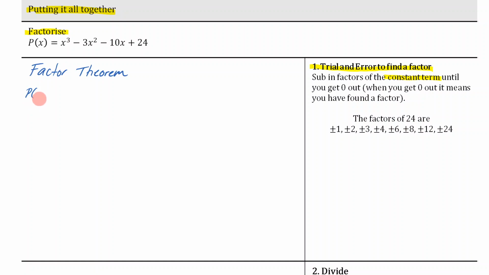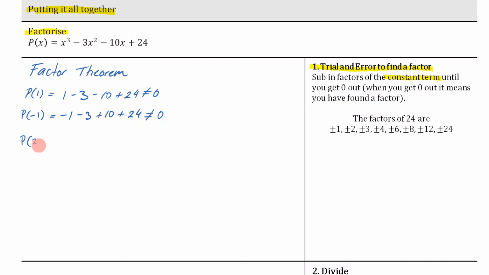So I'm going to start with p of 1. And if I was to do that, let's just do this really quickly, I would get 1 minus 3 minus 10 plus 24. And just by looking at this, I can quite clearly see that this is not going to be equal to 0. So let's just leave it. Let's go p of negative 1. Well, that's going to give me negative 1. Then it'll give me negative 3. And then it'll give me plus 10, then plus 24. And looking at this once again, we can clearly see this is not going to give me 0. So we keep on going. So, what this means is we haven't found a factor yet.